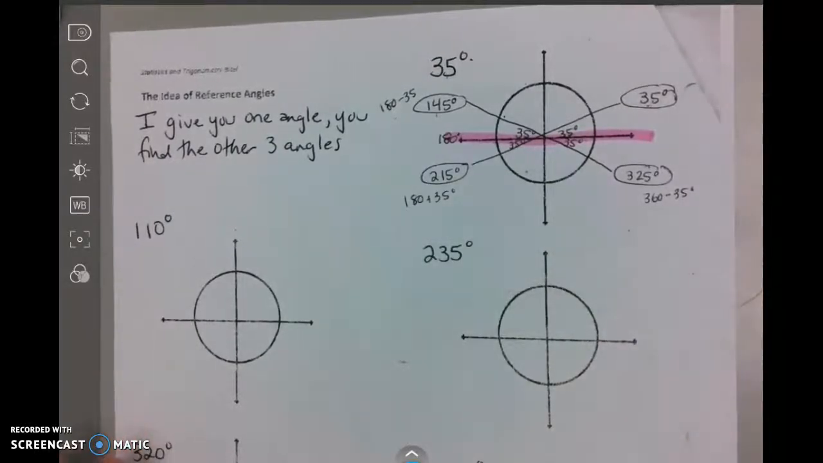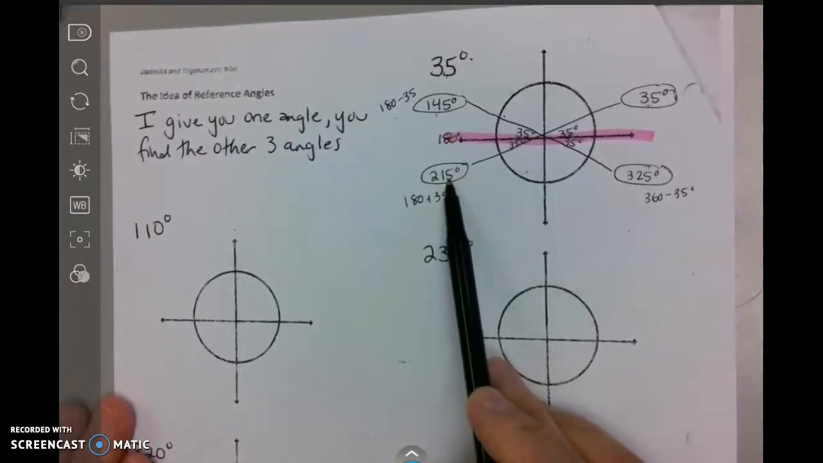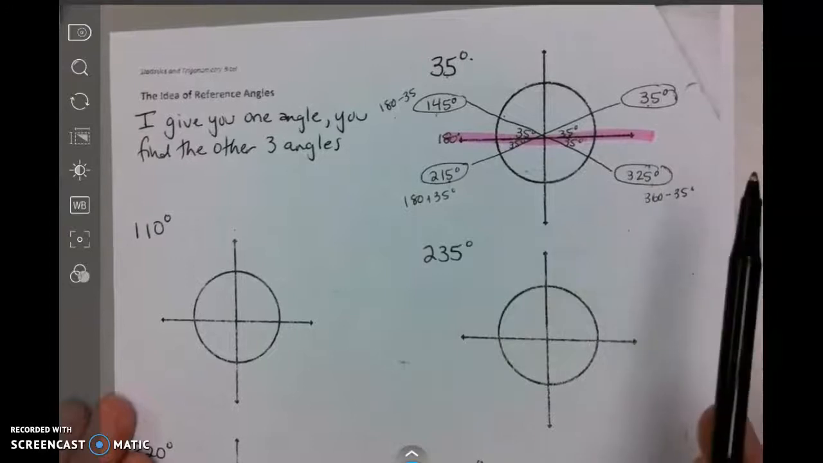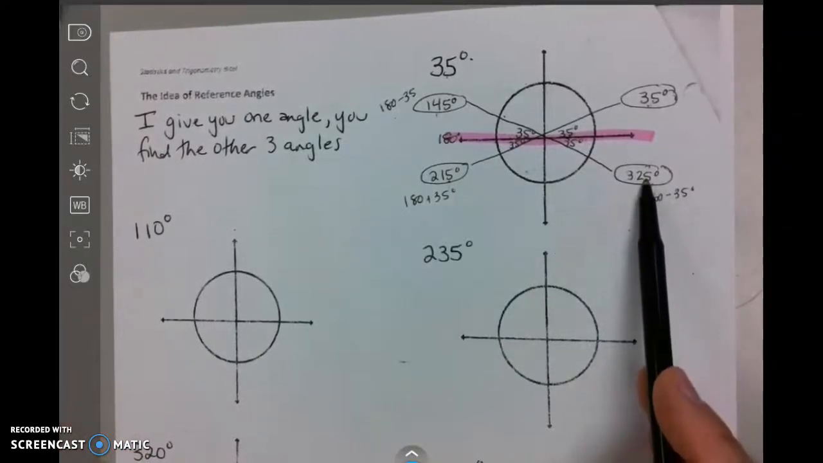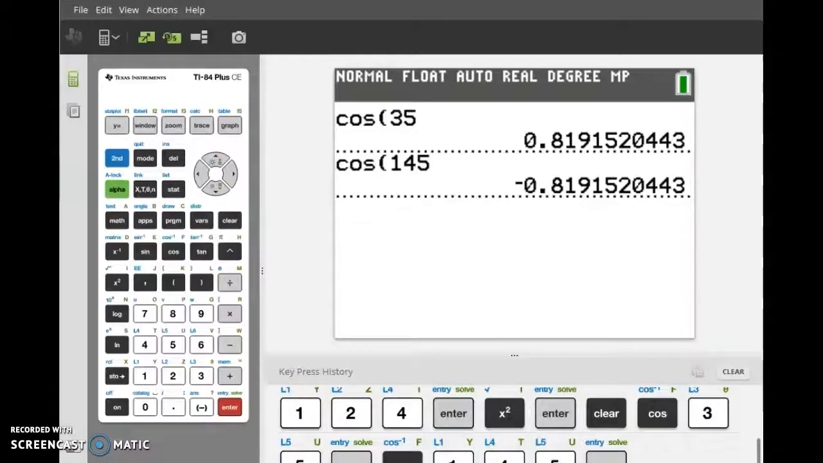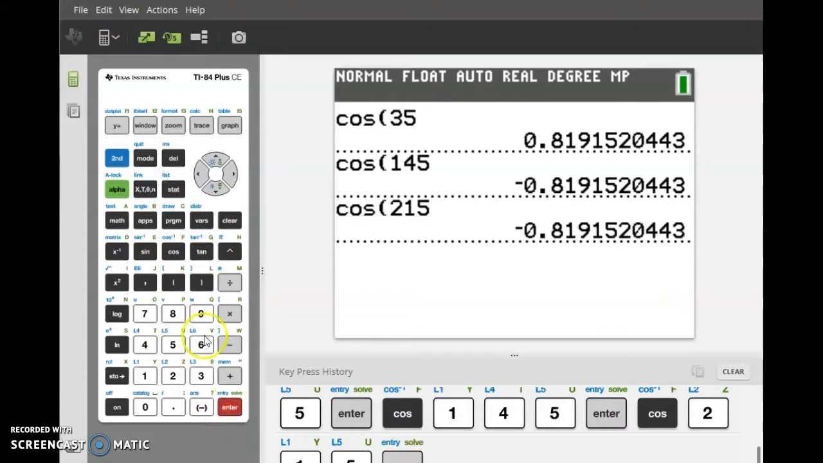And what I want to show you again, we're going to go to the calculator. I want you to see that the cosine of 215 is going to be the same number and the same sign as this one, and the cosine of 325 is also. I'm just using cosine, we could use sine or tangent, I just picked cosine as an example. I want you to see how they're all the same. So we're going to go back to the calculator, and cosine of 215 degrees, look at that, and then cosine of 325.